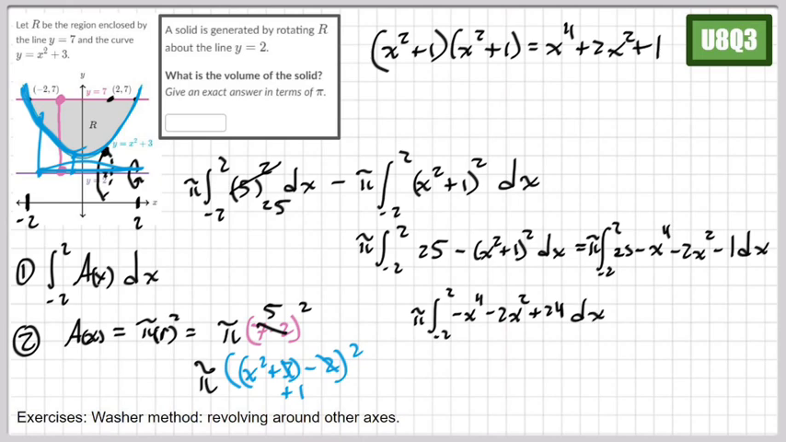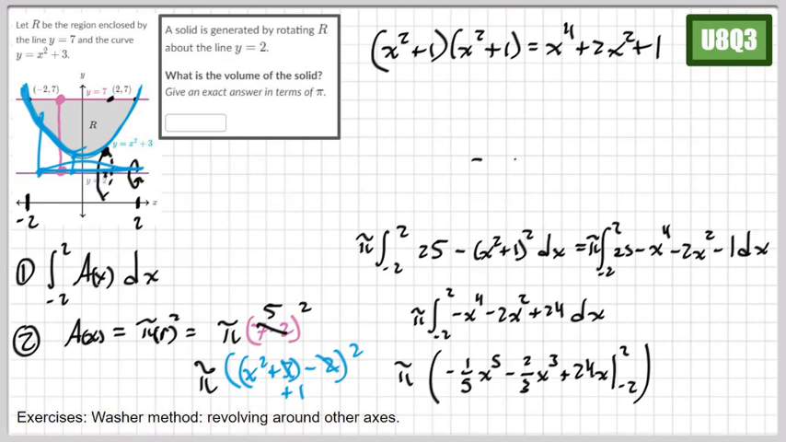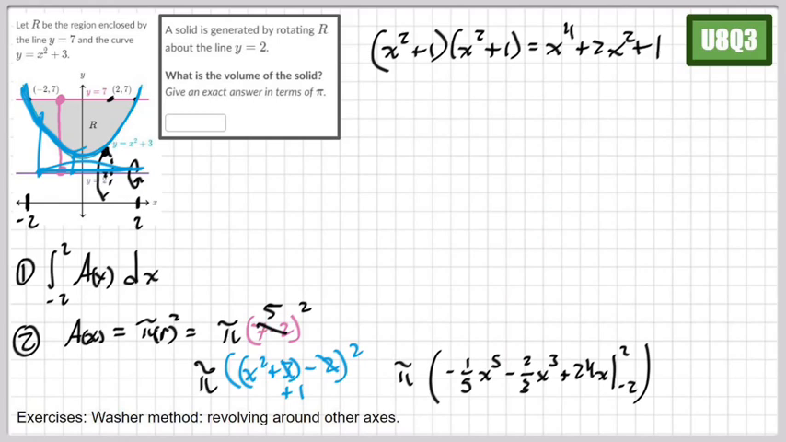Now we can finally integrate. So we get negative 1/5 x to the 5th minus 2/3 x to the 3rd plus 24x. And we're going to plug in 2 and then -2. Oh my goodness. That's a lot of writing. All right, so let me clear out the way here. First, we got to plug in that 2, and what we get when we plug in the 2 is -1/5 times 32 minus 2/3 times 8, and then 48.